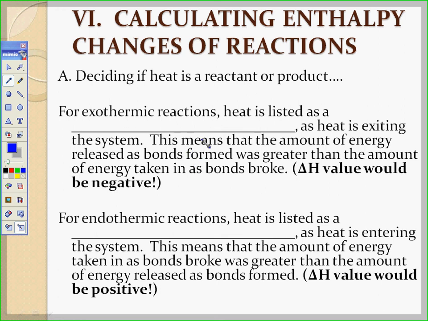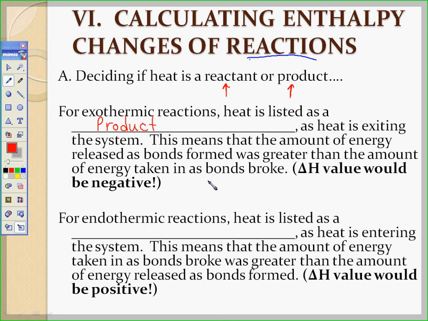Now we're going to move on to actually looking at chemical reactions, not simply phase changes, but we're going to see that the mathematics is very, very similar. Now, when we do this, we want to be able to determine whether heat's a reactant or a product. For exothermic reactions, remember, heat is listed as a product because it is exiting or leaving the process. It is produced in the process.